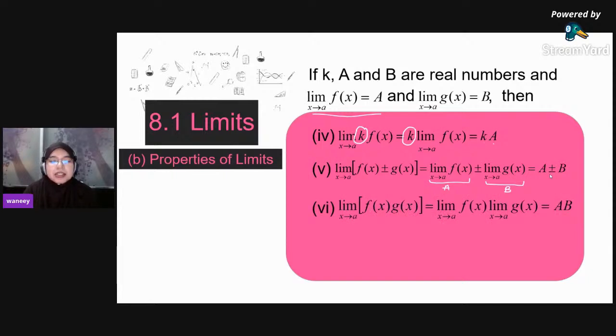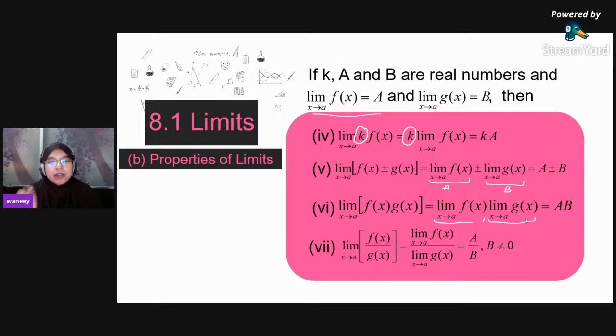Right, so now number 6. Let's say we have the limit as x approaches a of f(x) multiplied with g(x). So we have a multiplication there, a function f and a function g. We can actually separate the limit. So it will become the limit as x approaches a of f(x) multiplied with the limit as x approaches a of g(x). And since this one is equal to a and this is equal to b, it's supposed to be a multiplied with b.